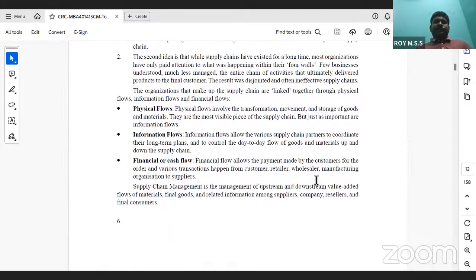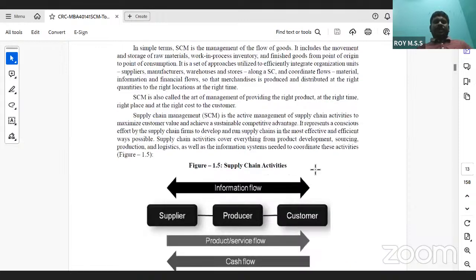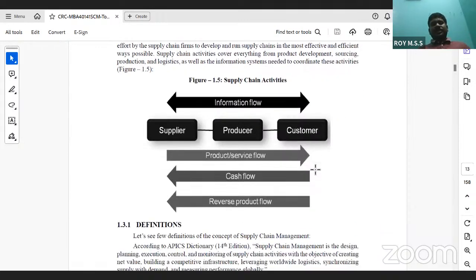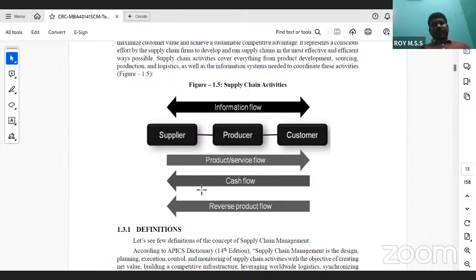The definition. We see the definition. We need to understand this first before going to the definition: supplier, producer, or in other words manufacturer, and the customer. What are the other things that will go? Product and service flow, cash flow to the supplier. The product will go to the producer. Cash flow from the customer will go to the producer to the supplier. And reverse product flow. Sometimes when the product is not liked by the customer, they need to return the product. The return product, reverse logistics also, we need to consider; maybe we'll see that in the next block.